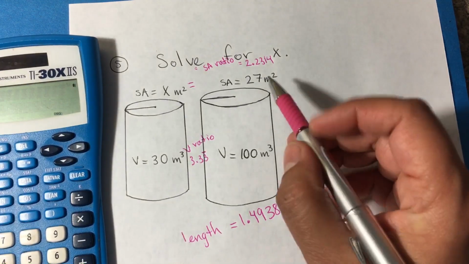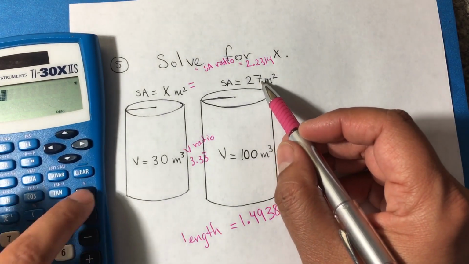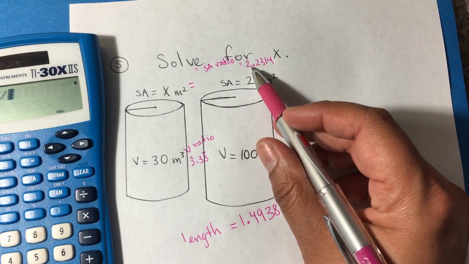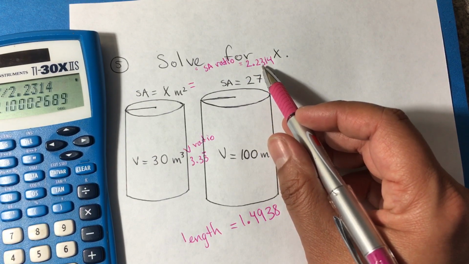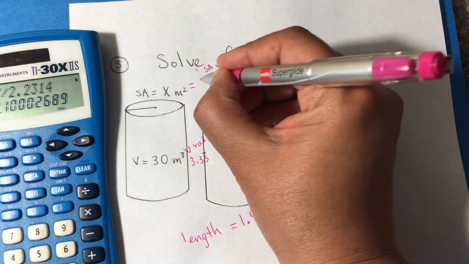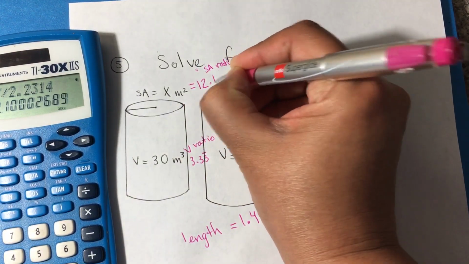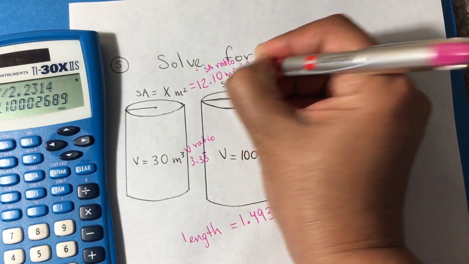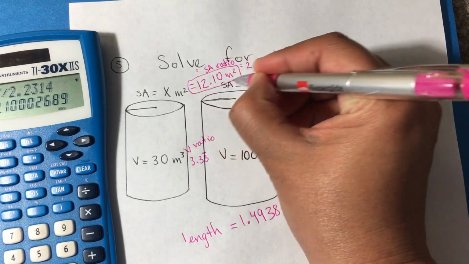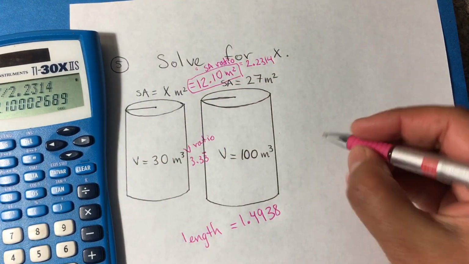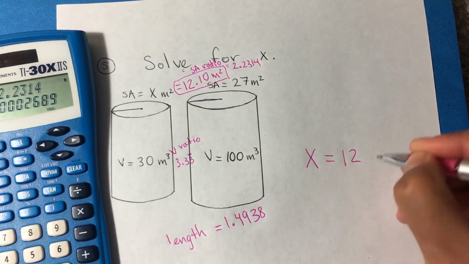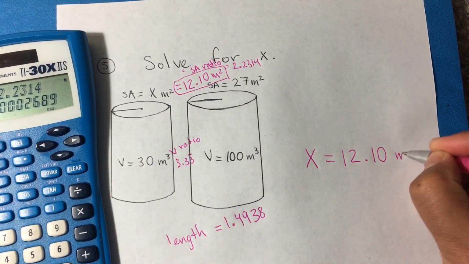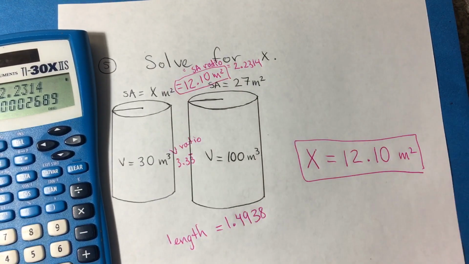Okay, so let's divide 27 by 2.2314, and it gives us that this measurement is 12.10 square meters. Again, because it's right in the middle, I'm just going to put x equals 12.10 square meters. And that's my answer.